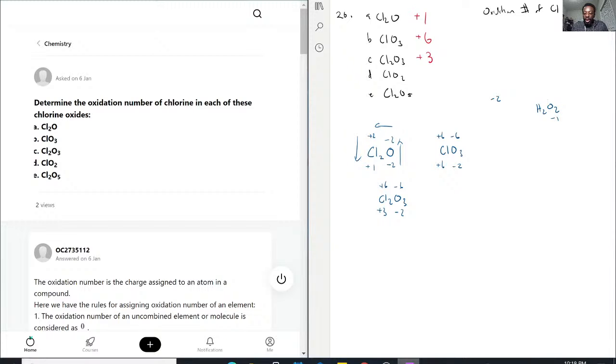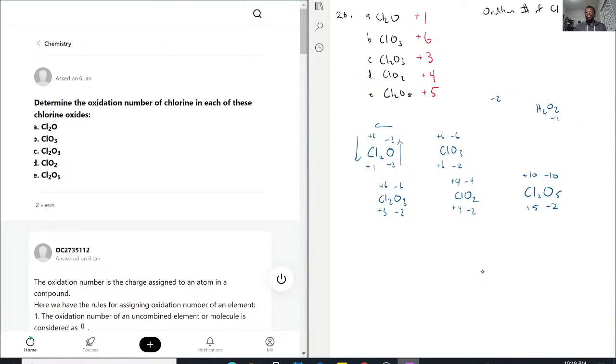And now Cl(O2). Okay, so now for this one, we have -2 again. That's -4 total. So chlorine needs to be +4. That's the amount they needed on that side. And now for the last one, Cl2O5. Same thing. We have -2, and that means this will be -10. So this needs to be +10, and that means this has to be +5 for each chlorine.